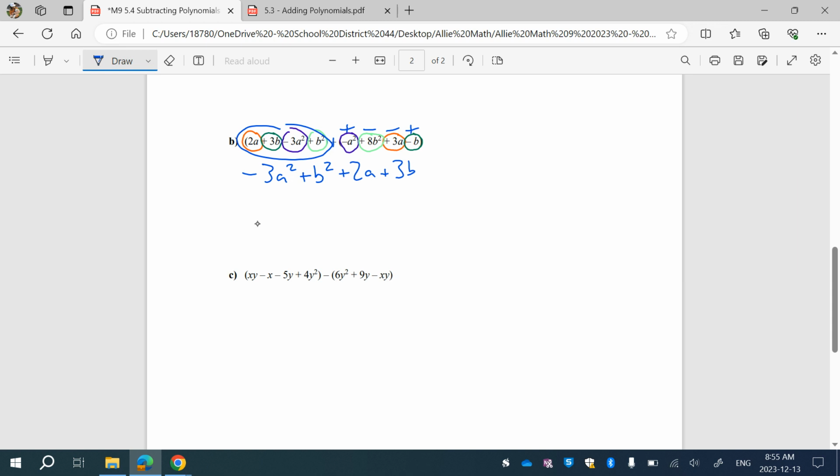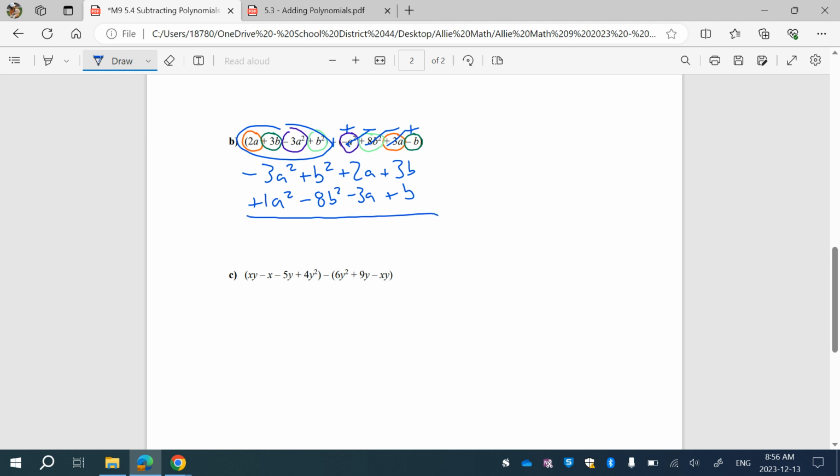Let's start with our a squared. So now we have a positive a squared plus a squared. Let's look at our b squared. We now have a negative 8b squared. And let's look for our a's. We now have a negative 3a, subtract 3a. And I can cross those out. And we now have a positive b plus b. So now let's just add them up.